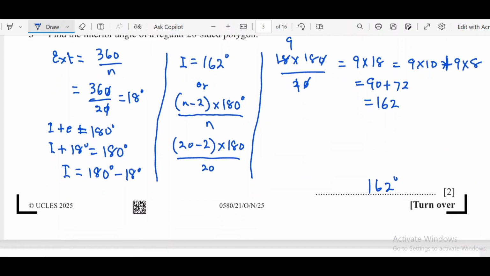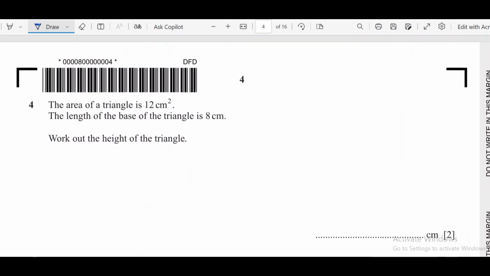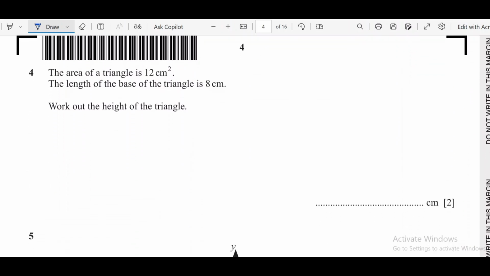All right. Now let's proceed to question number 4. The area of a triangle is 12 square centimeters. The length of the base of the triangle is 8 centimeters. Work out the height of the triangle. Okay, let's try to draw this triangle. If this is the triangle, the base is 8.